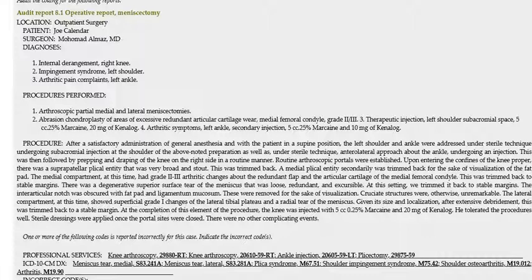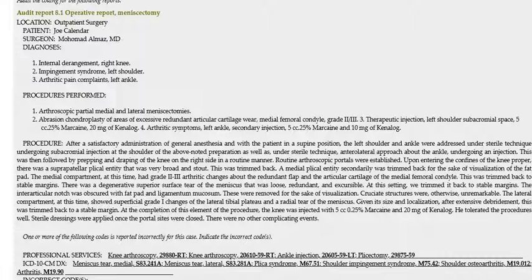So our procedures performed are: number one, an arthroscopic partial medial and lateral meniscectomy. Number two is an abrasion chondroplasty of areas of excessive redundant articular cartilage wear of the medial femoral condyle, grade 2 and 3. Number three, a therapeutic injection of the left shoulder subacromial space with 5 cc's of 0.25% Marcaine and 20 milligrams of Kenalog. And number four is arthritic symptoms of the left ankle and a secondary injection of 5 cc's of 0.25% Marcaine and 10 milligrams of Kenalog.